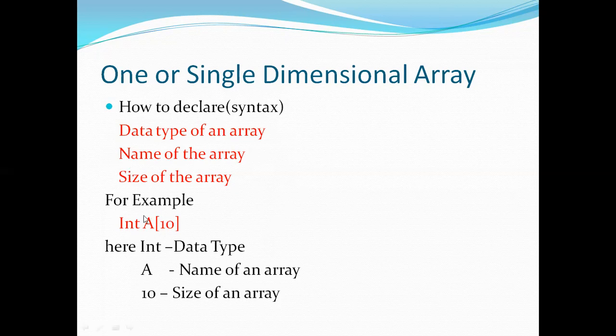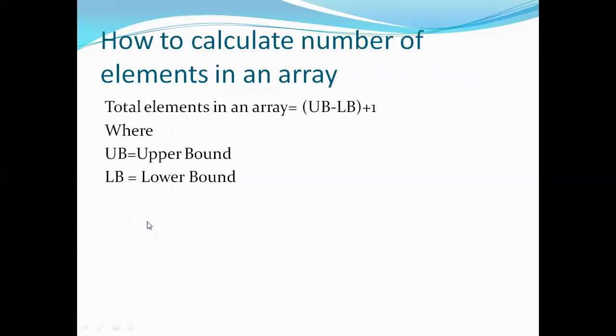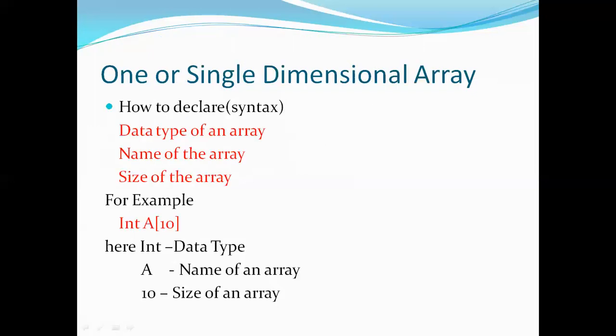So here I'm mentioning integer, int. This is the array name. This is user's choice. You can put any name like A, B, C, or anything. Here I have taken A. And if it is the name of a student, you can take student name instead of A. And the size is 10. Here I have taken 10, but you can take any size like 100,000 or 1 lakh.